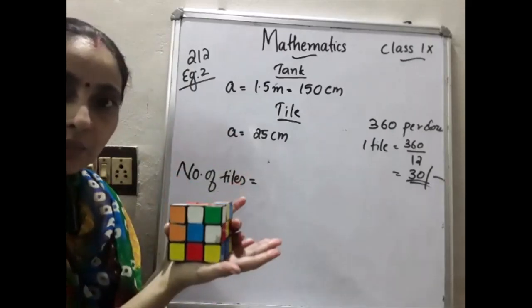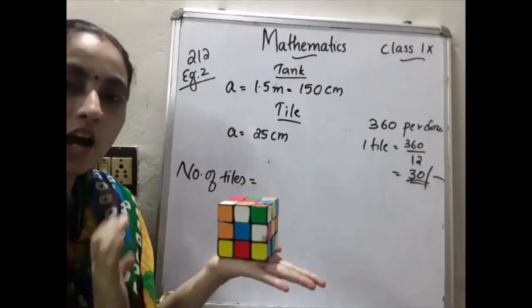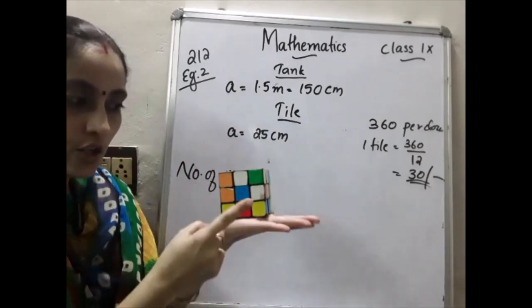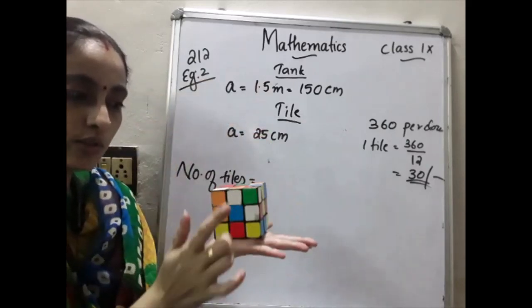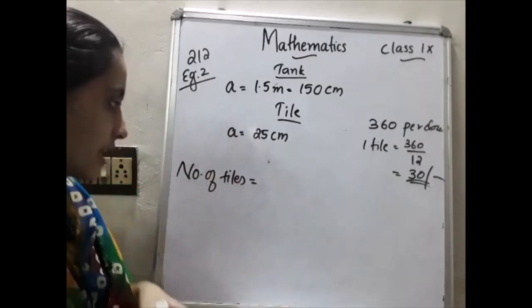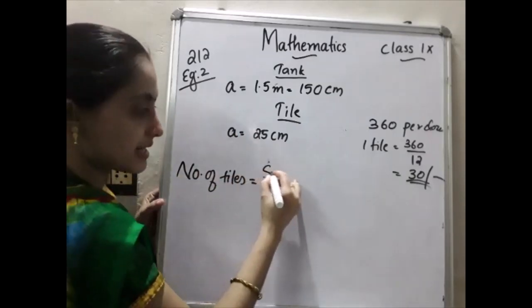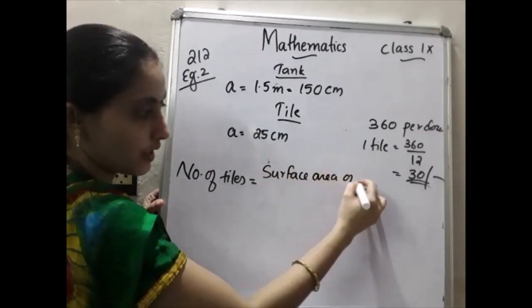We don't need to tile only the base of this; everything else should be covered. So how many faces are there excluding the base? 1, 2, 3, 4, 5. So 5 faces you have to cover. So we have to write: number of tiles required is the surface area of the tank.